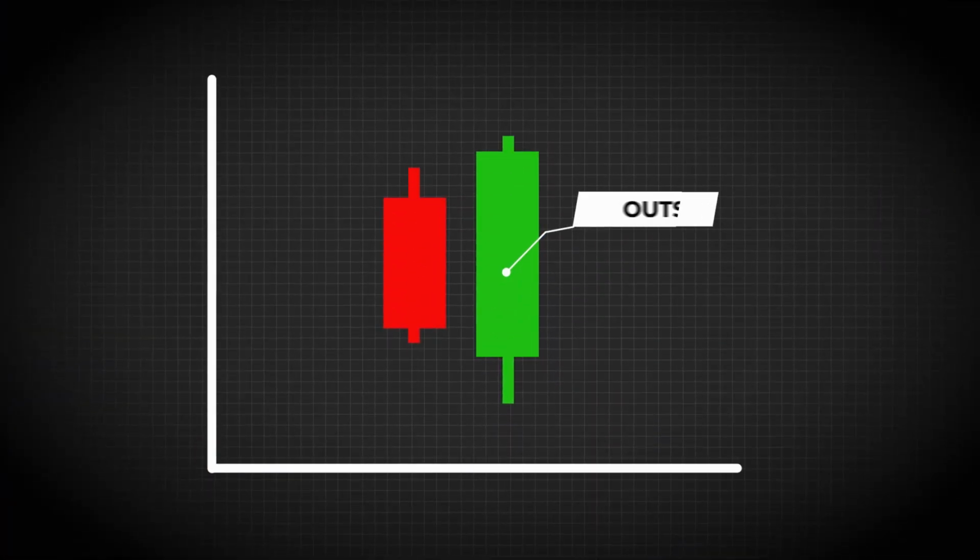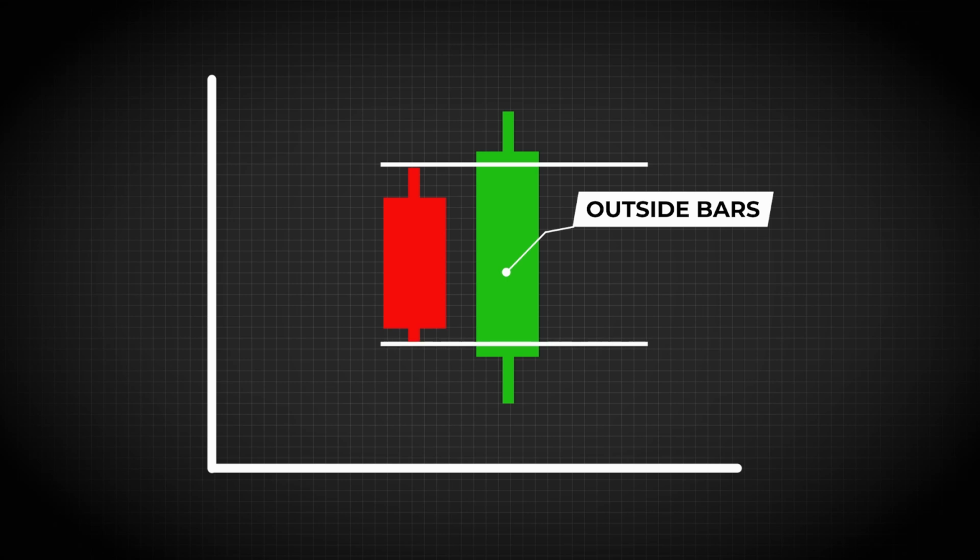Now, let's talk about outside bars. An outside bar at the top of an uptrend or a broadening formation can be another major warning sign. Now, this pattern occurs when the current candle's high is higher than the previous candle's high, and its low is also lower than the previous candle's low, completely engulfing the prior price action.